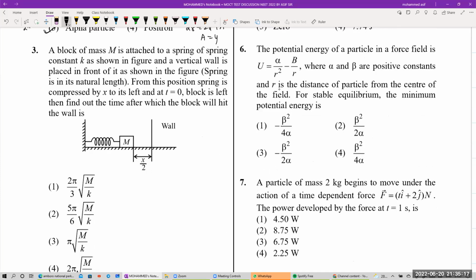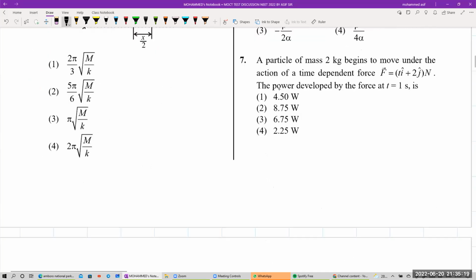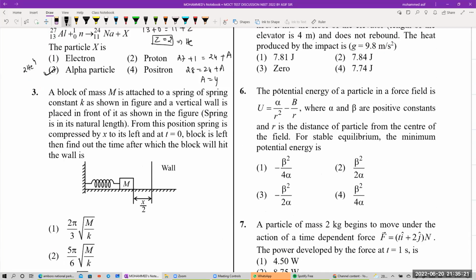The next one is, right now this is from your SHM. SHM का क्वेश्चन है, ये भी अपन कर सकते हैं. A block of mass capital M is attached to a spring of a spring constant of your K. As shown in the figure, a vertical wall is being placed in front of it. Spring is in its natural position. Okay, from this position spring is compressed by your X part.